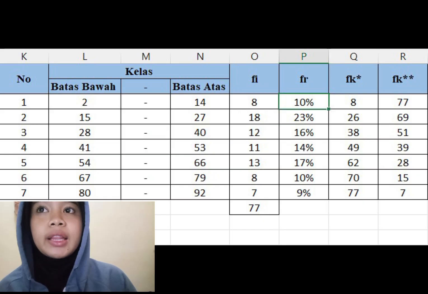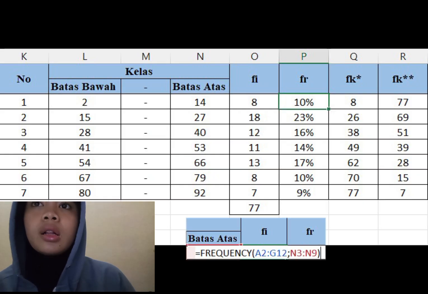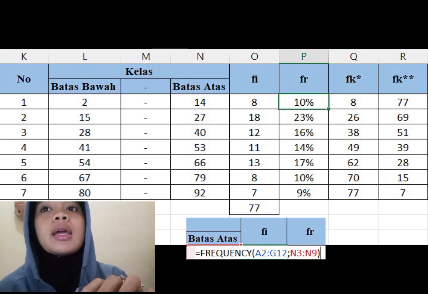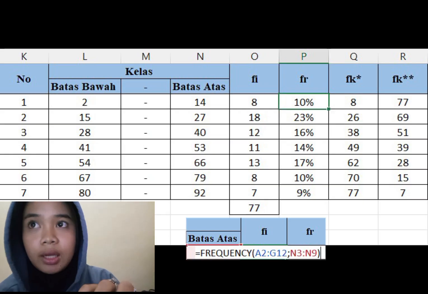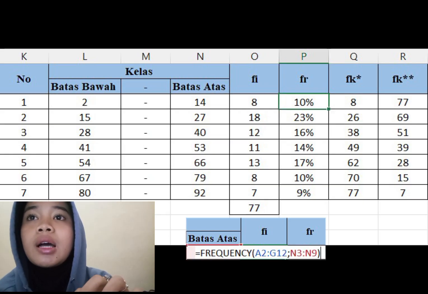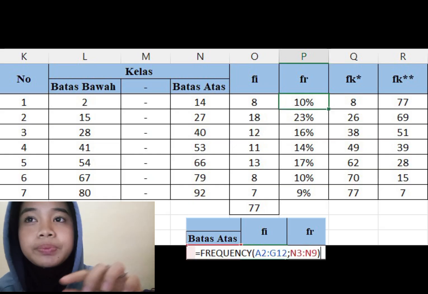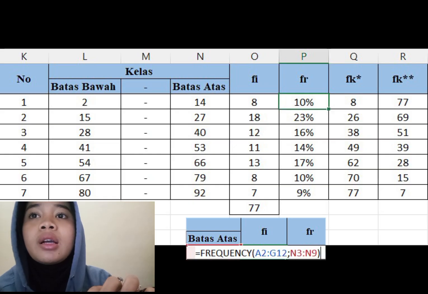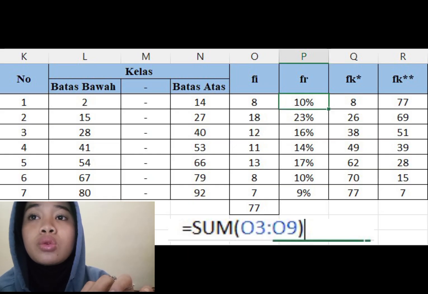Next, to calculate the frequency values, select all the FE columns and then enter the formula, which is equal to the frequency, and then select all the class data and all the upper limits, then press CTRL plus shift plus enter, and then once you have the result, simply drag the formula down to apply it to the remaining data and calculate all the frequency values using auto sum.